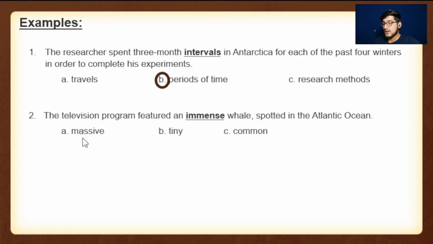Why? Because the television program is featuring it. It's displaying this whale on the screen of the television. It should not be something common, because all the whales out there are common. It should be tiny or it should be massive. So we understand that option C is not the correct one here. We only have B and A to think about.